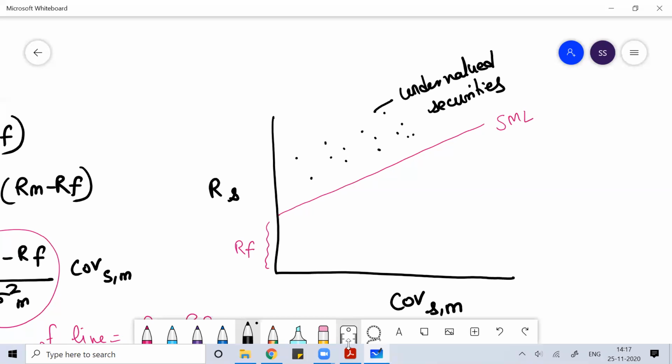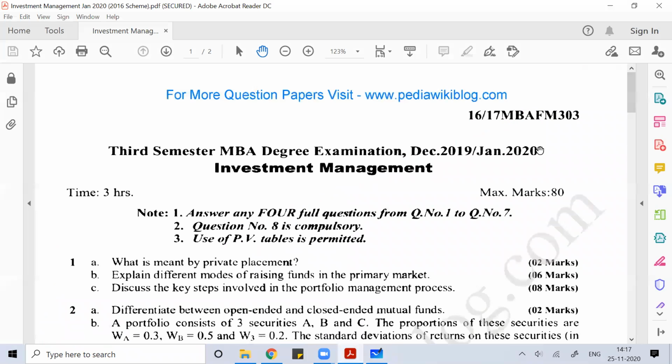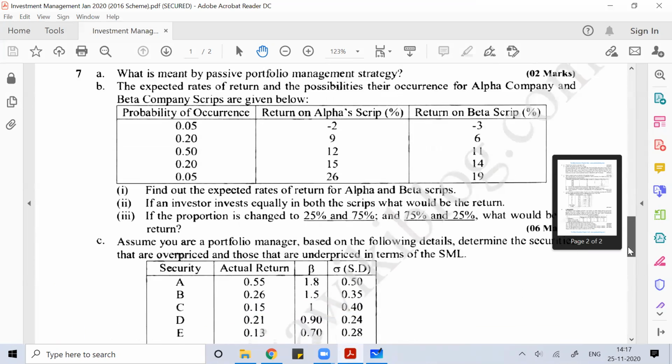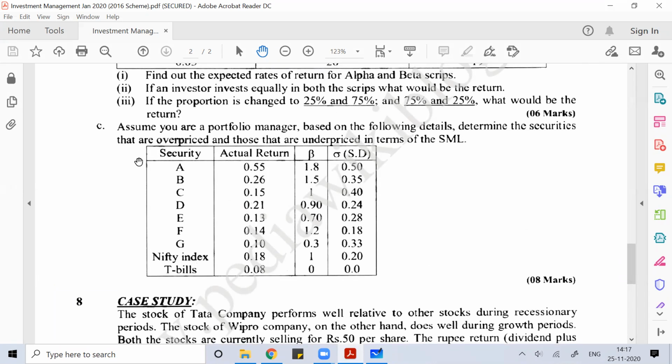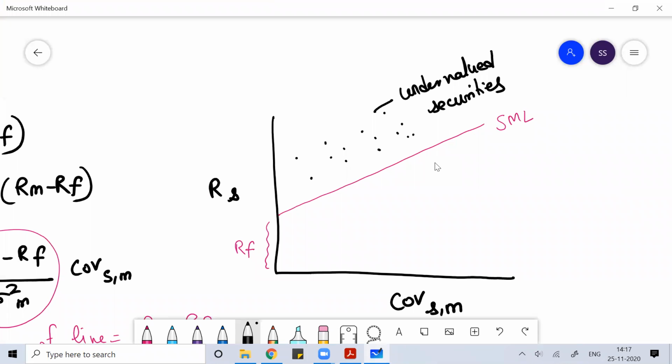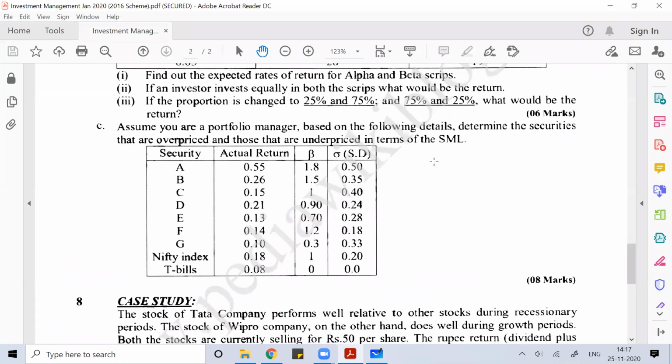So here, if we see a numerical which came in the exam, you can see this question. In this question, assume that you are a fund manager, a portfolio manager. Based on the following details, determine the securities that are overpriced or underpriced in terms of the SML. For this problem, we calculate the return of the securities, and we compare the return of the securities with the CAPM return.